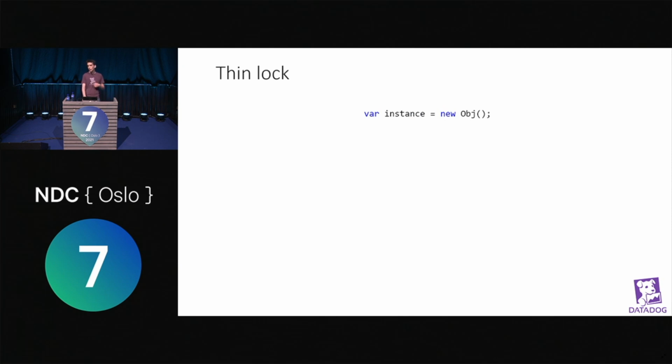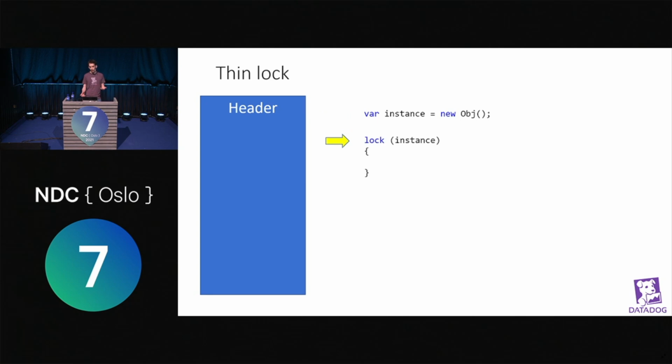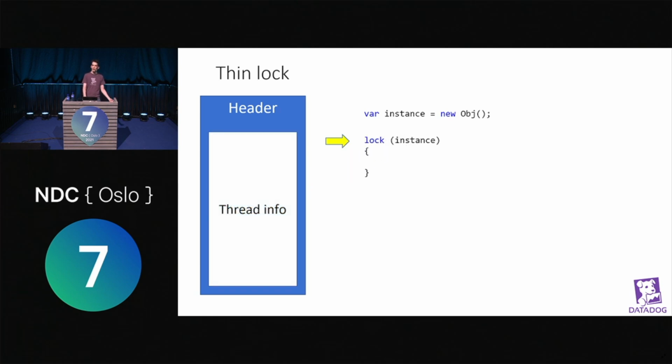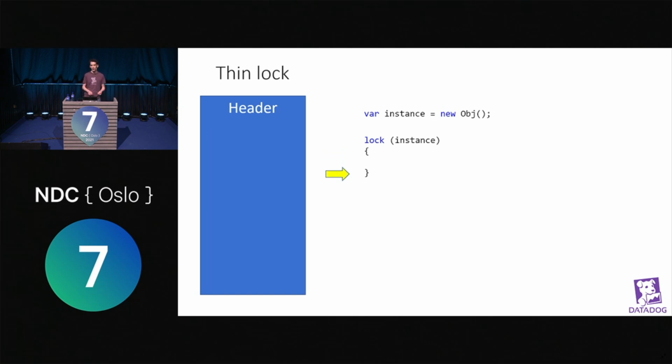Another one is what we call a thin lock. So just like before, I create an object, and I call lock on it, because on .NET you can lock on any reference type. The way it works is that the runtime is going to use an atomic interlocked operation to store thread information inside of the header of the object, and then it will execute the critical section, and when it leaves, it's going to clear that information.